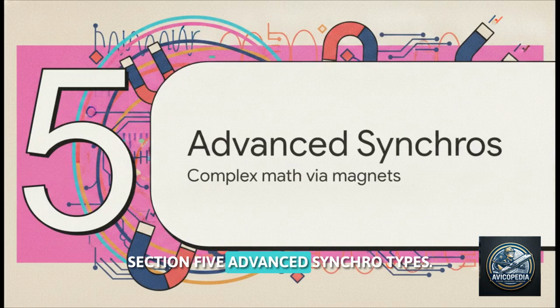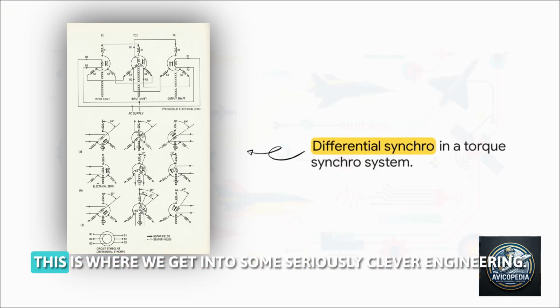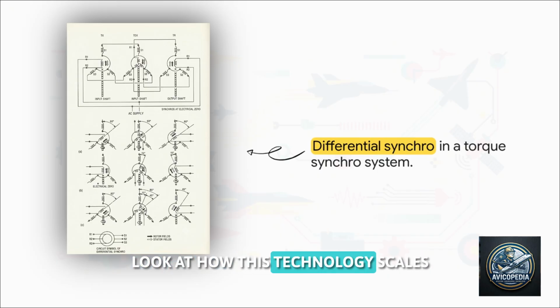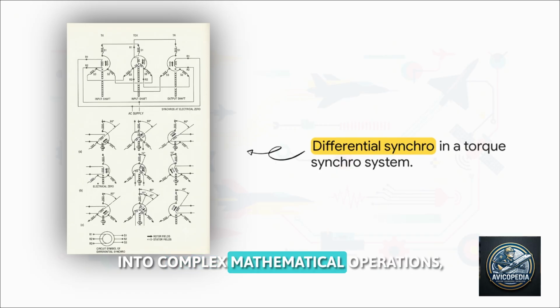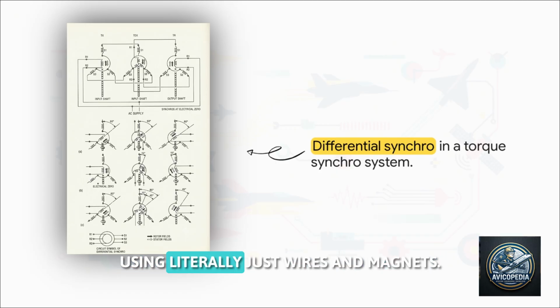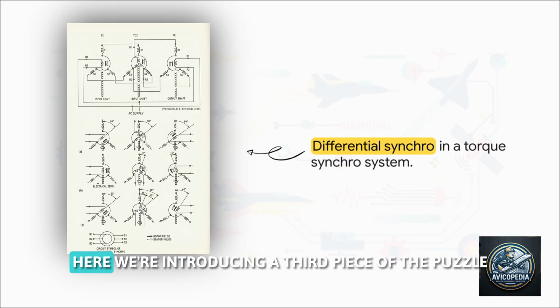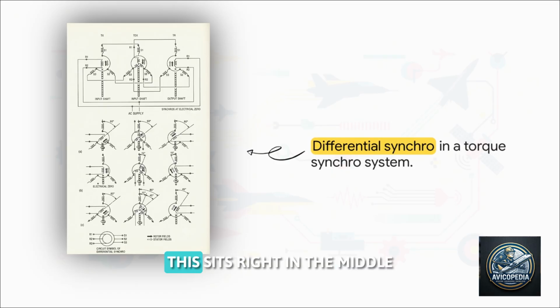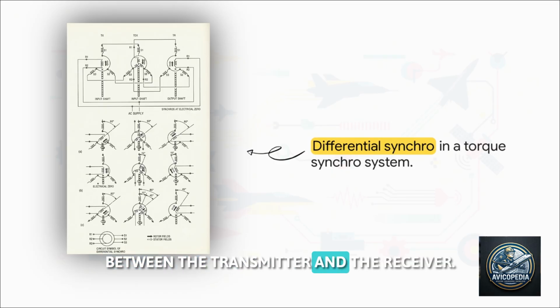Section 5. Advanced synchro types. This is where we get into some seriously clever engineering. Look at how this technology scales into complex mathematical operations using literally just wires and magnets. Here we're introducing a third piece of the puzzle, the differential synchro. This sits right in the middle between the transmitter and the receiver.